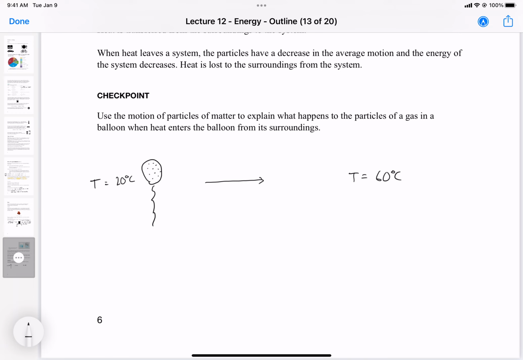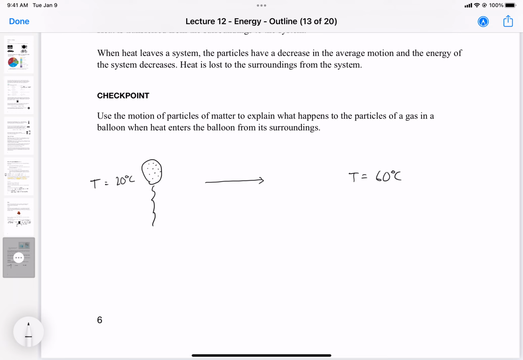Okay, so what's going to happen to the balloon, right? So assuming the boundary of a balloon is expandable, the balloon's going to expand when we heat it, right? Because the gas particles will now have more kinetic energy, and when they have more kinetic energy, they're going to have more collisions with the walls of the balloon. And since the balloon's wall is elastic or expandable, the balloon is going to increase to a higher volume.